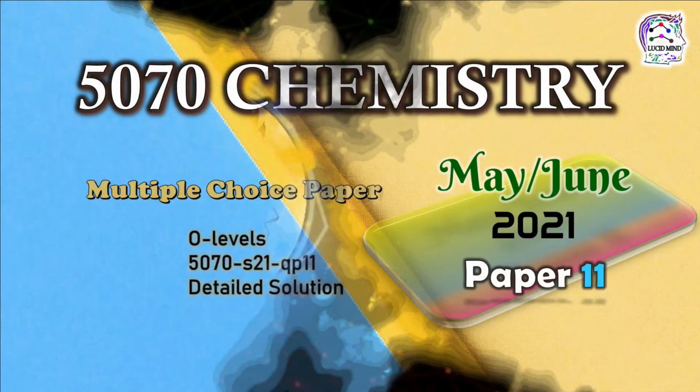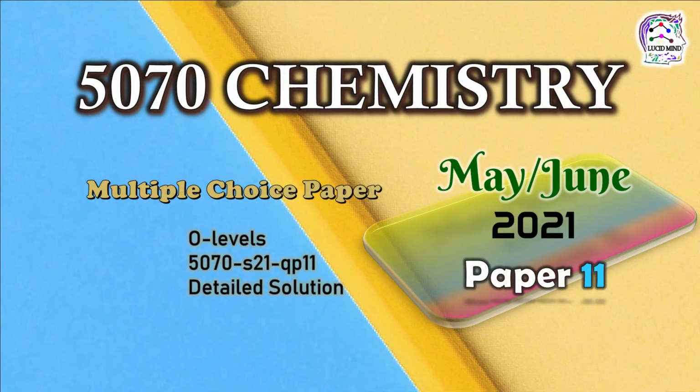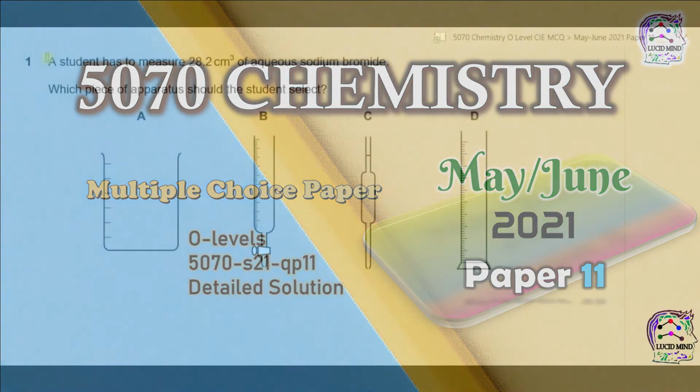In this video, I'll be solving Chemistry O-Levels multiple choice Paper 11 from May-Jun 2021. You can go to any particular question by following timestamps given in the video description. Let's start.